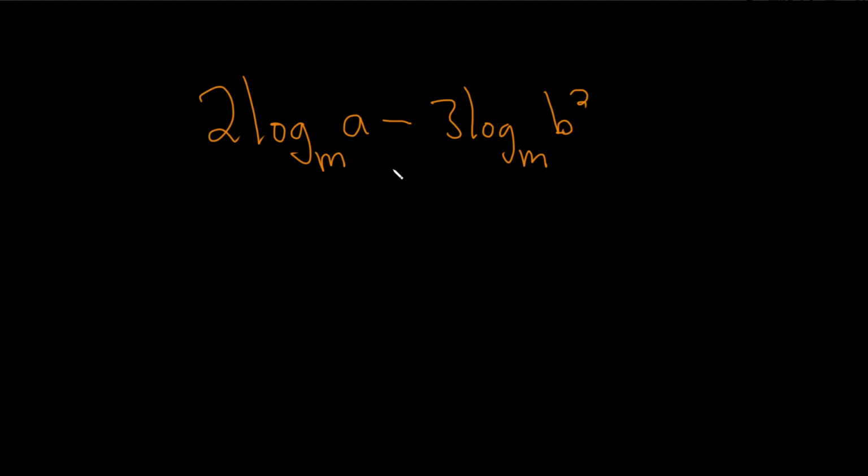In this problem, we have two logarithms, and the question is to write this as a single logarithm whose coefficient is 1. So we basically want to combine the logs. The rule we're going to use here mainly is something called the quotient rule. However, the quotient rule looks like this.